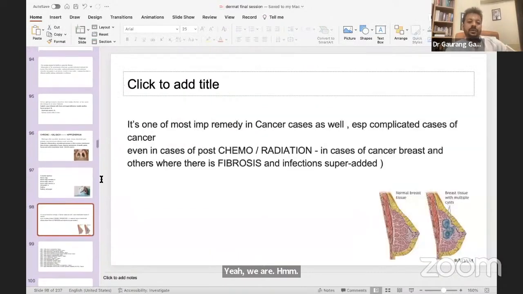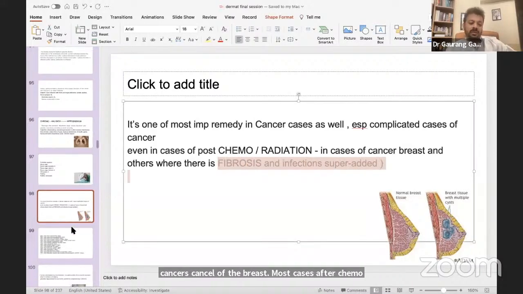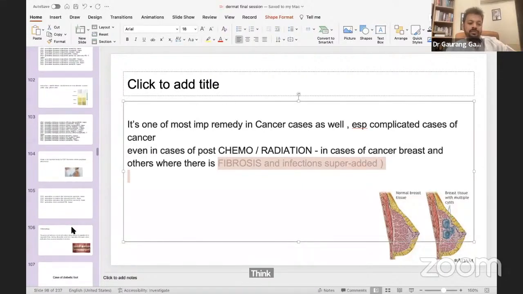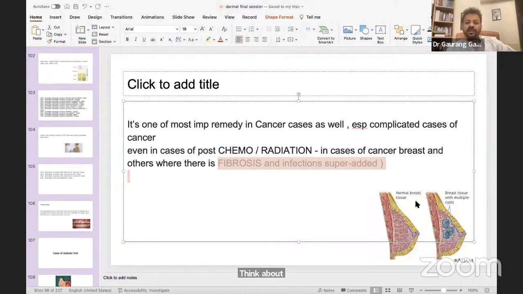So, yeah, even in many complicated cases of cancers, cancer of the breast, most cases after chemo, after radiation, where there is a lot of infection and there is fibrosis, think about Hippozaninum. It's such an important remedy. My God.